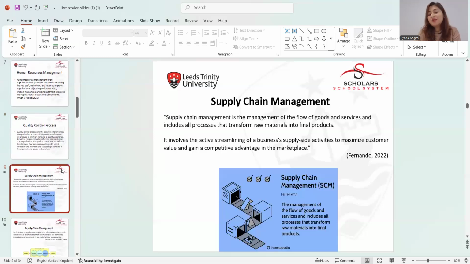Then we have supply chain management. Supply chain management is the management of the flow of goods and services that includes all the processes that transform the raw material to final products. It involves the active streamlining of business supply side activities to maximize customer value and gain a competitive advantage in the marketplace.